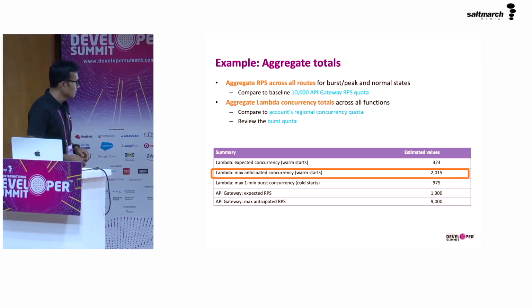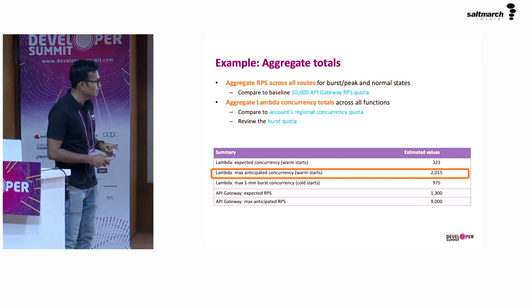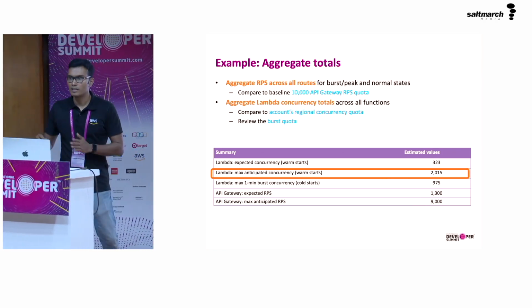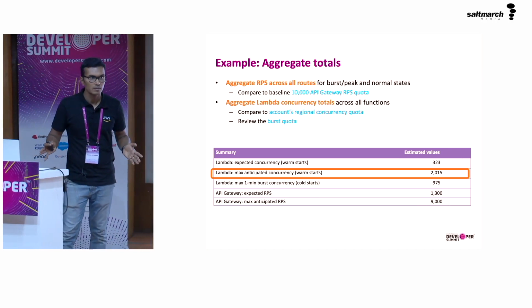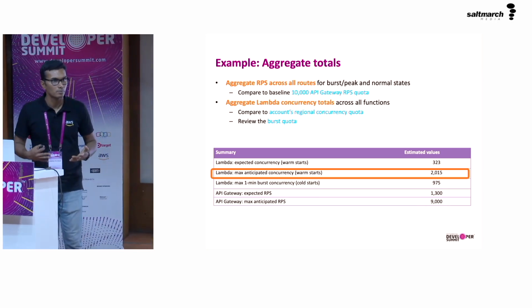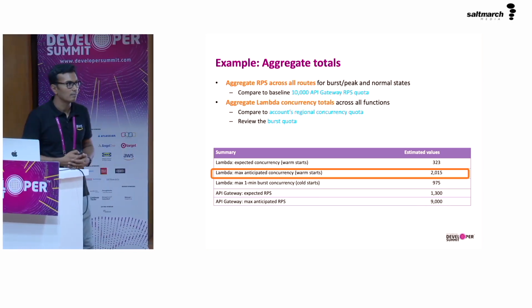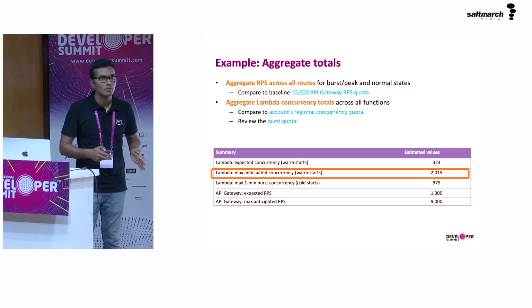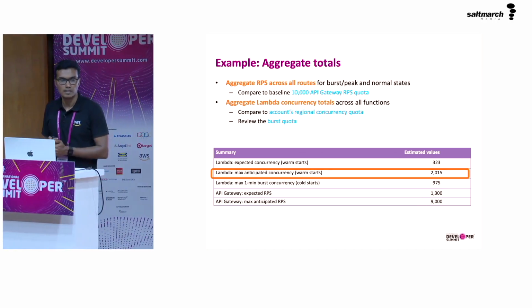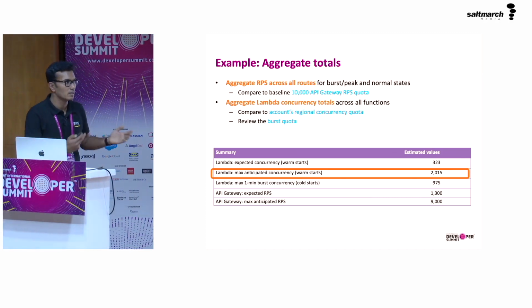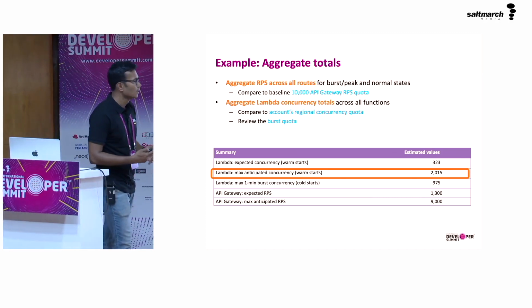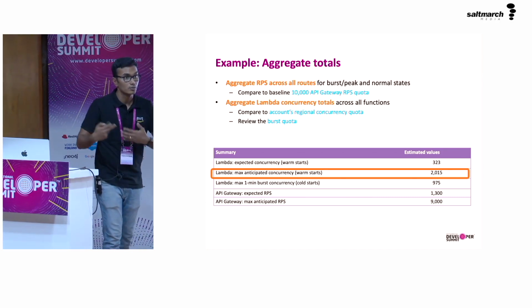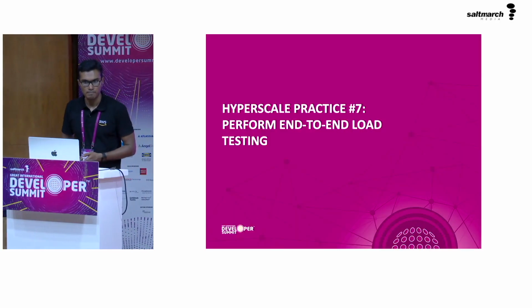Now for Lambda, the anticipated concurrency comes to about 2,000. You know that by default, it comes with 1,000, right? So in this case, I would definitely open up a support case to get that limit increased. This is an approach to show you how you can go about estimating your concurrencies, working out the requests per second, and documenting this in order to do your next step, which is load testing.